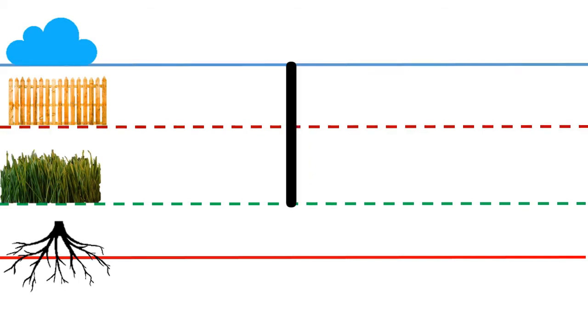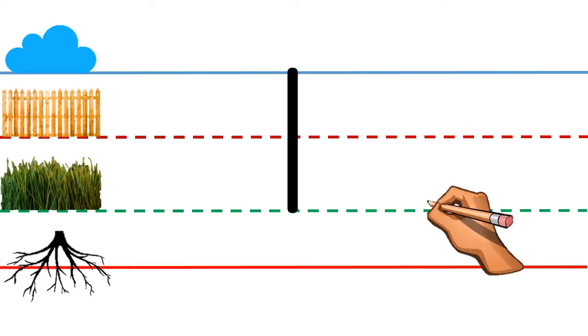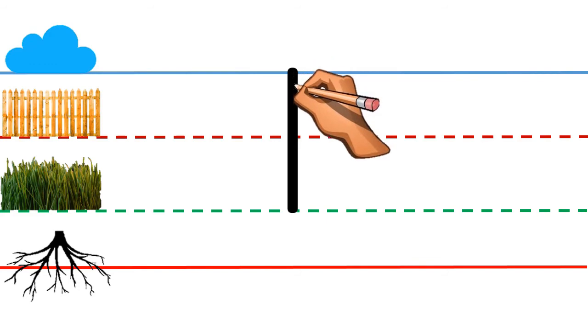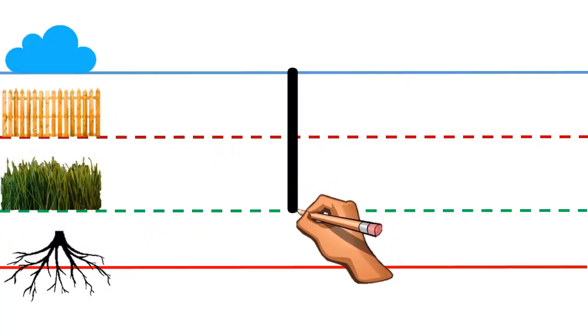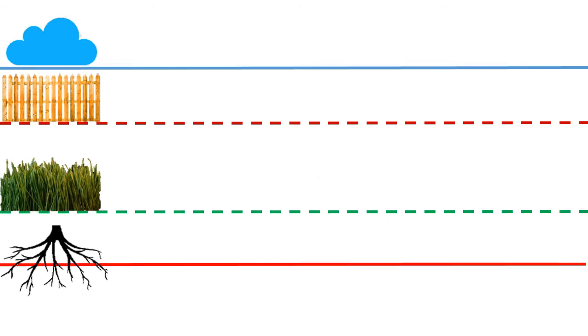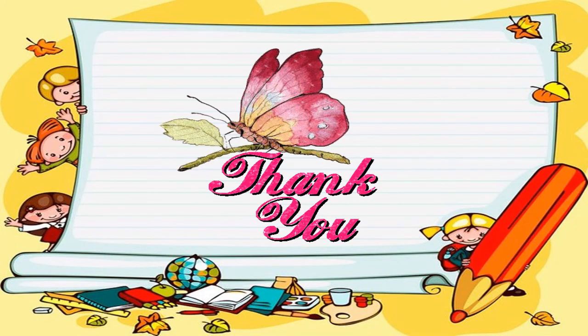Well done! Now we will learn the formation of capital I. Put your pencil on the skyline. Come down slowly, touch the grass line. Let's try again. Great job!